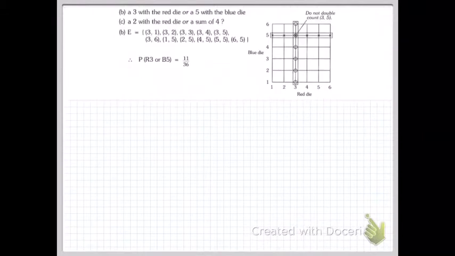In part B, what is the probability of a 3 red or a 5 blue? So "or" means one or the other or both. So we're going to need to highlight a whole column and a whole row, and once again there's a point of intersection that we must not count twice. So there's 6 down, 6 across, which is 12, and then minus 1 gives us 11 out of 36.